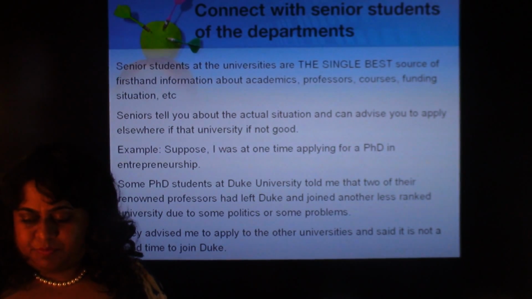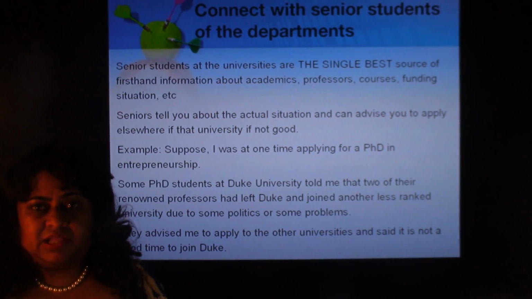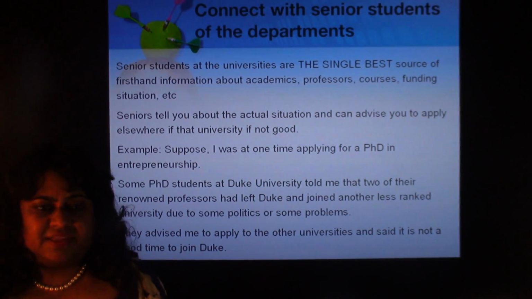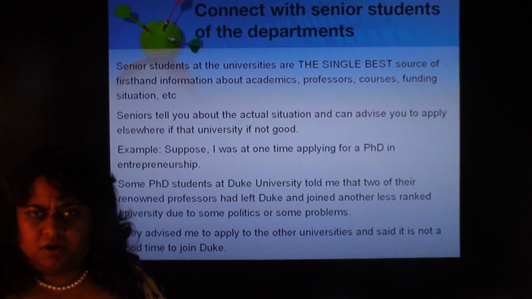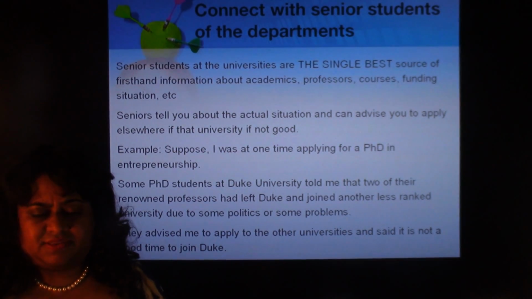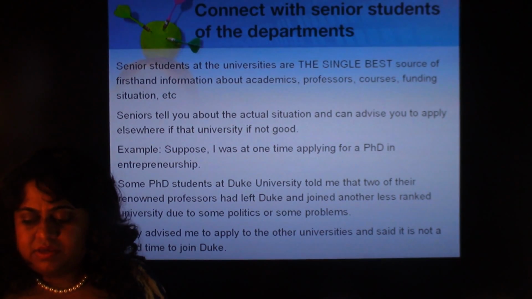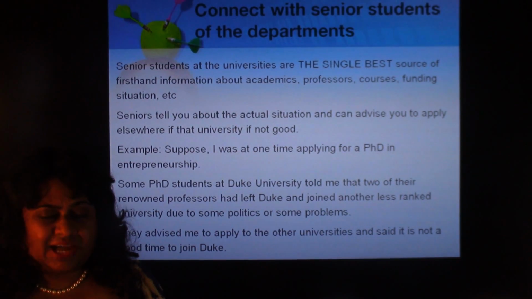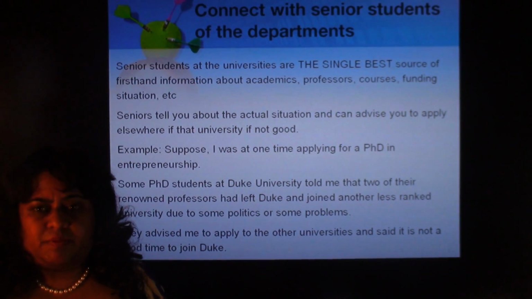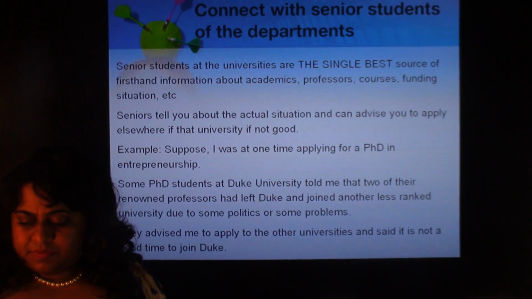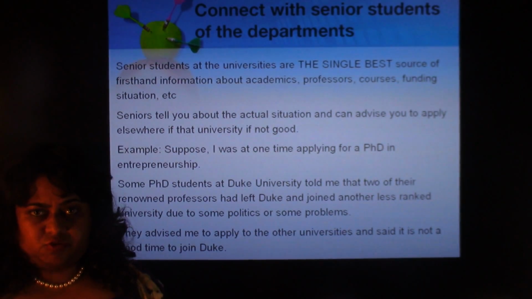Connect with senior students of the department. They are the single best people to guide you, whether it comes to roommates or housing or picking the advisors or courses or the university, whatever. They are the best people to guide you. Seniors will also tell you about the actual situation at the university, which you probably don't get online. And they can even advise you to apply somewhere else if that university is not doing very well at that particular point of time.